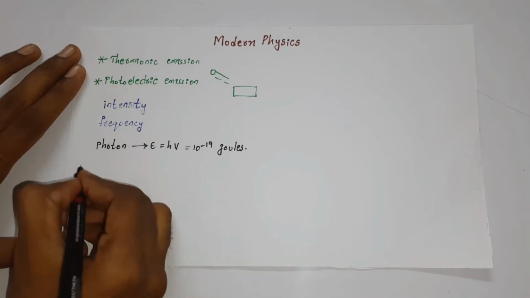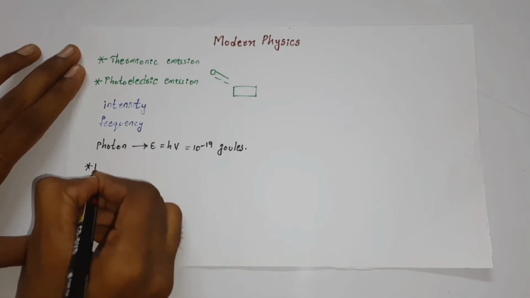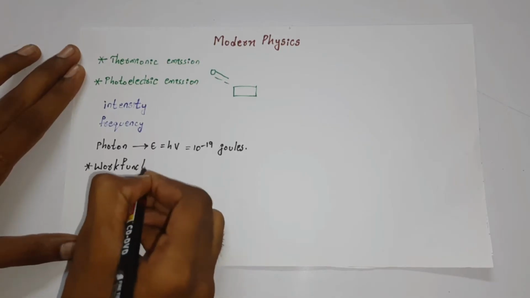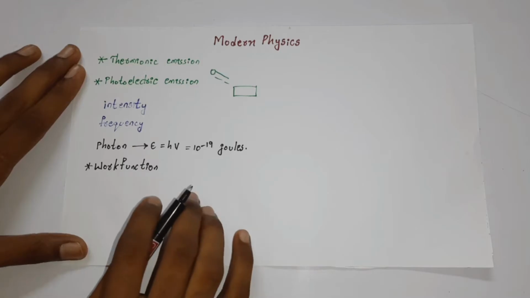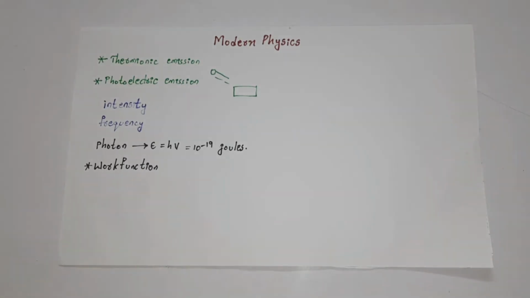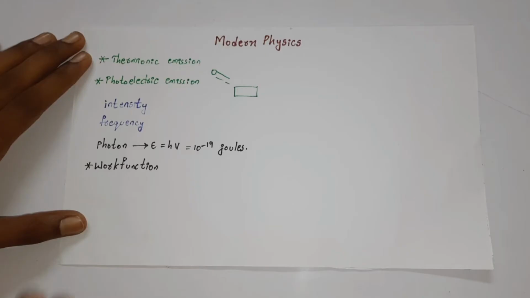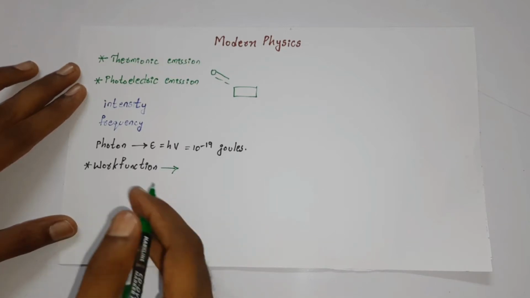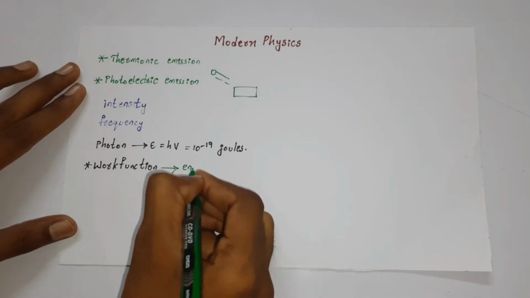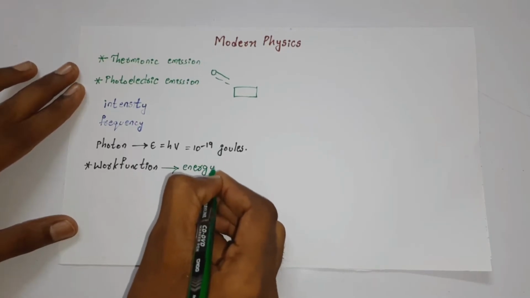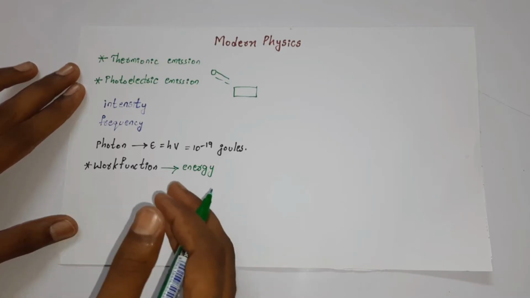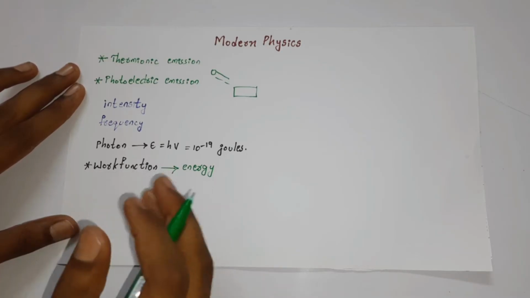Now let us see what is meant by work function. The work function is the minimum amount of thermodynamic work or energy that is required to liberate the electrons from the metal. So this is the energy required to liberate one electron from a metal surface in the absence of kinetic energy, and it is called the work function.